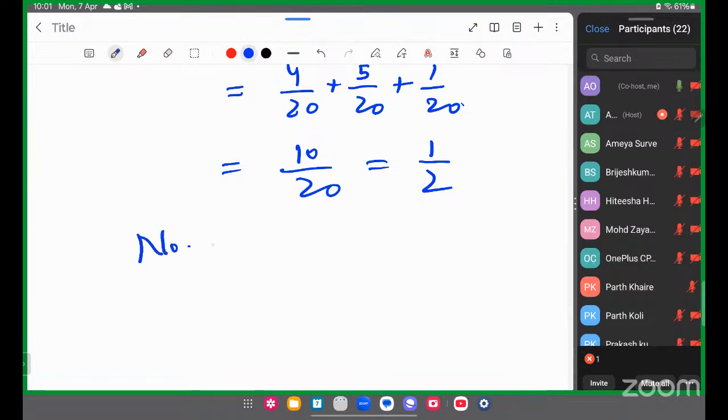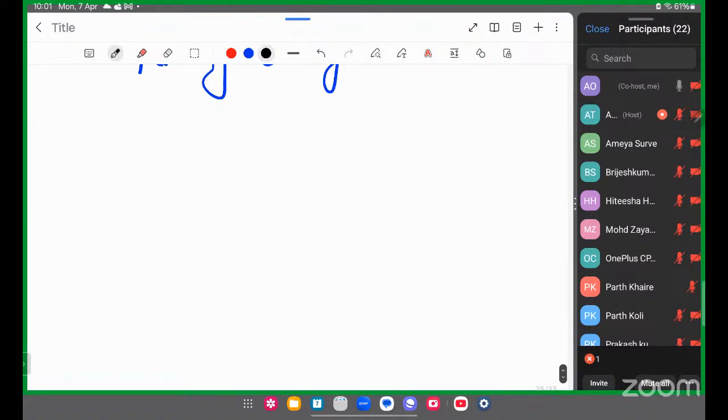So the number of days will be how much? Reciprocate it. It is observable: if half the work is completed in 1 day, then the remaining half will be completed in the next day. So a total of 2 days will be taken to complete the work. Are you getting it, or any doubt? Yes? Understood?